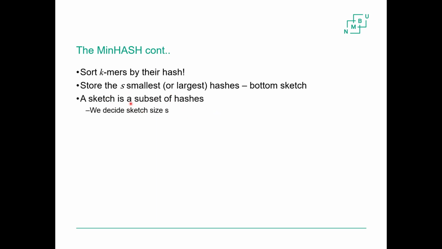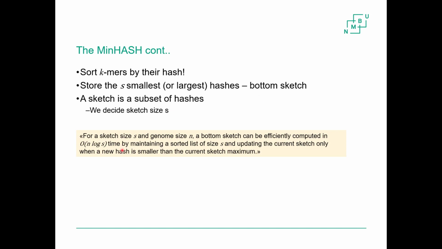So a sketch is now a subset of hashes, and we decide the size of it, the S. And we will do some sketching in this course now. And then they say here in the paper that for a sketch of size S and a genome size N, a bottom sketch can be efficiently computed in capital O(n log S) time by maintaining a sorted list of size S and updating the current sketch.